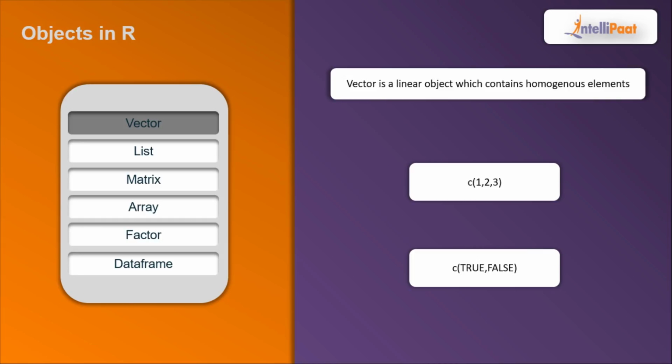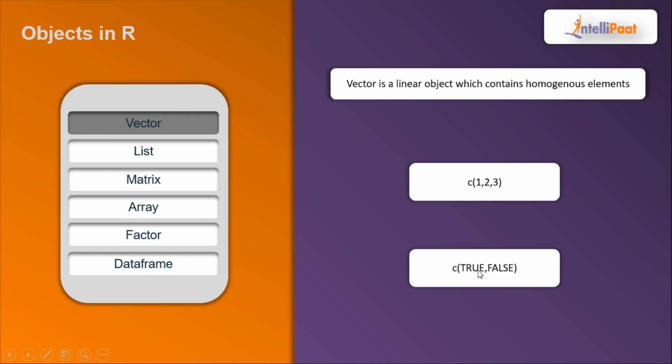So let's start off with the most basic object, which is a vector. A vector is actually a linear object which contains elements of the same type, in other words, elements which are homogeneous. And this is the syntax to implement a vector in R. You will be using the c function, or the combine function, and you will be passing in all of the elements. Over here, I am using the c function to pass in 3 elements, which are the numbers 1, 2, and 3. And similarly over here, I am creating another vector where I'm passing in 2 elements, which are TRUE and FALSE.